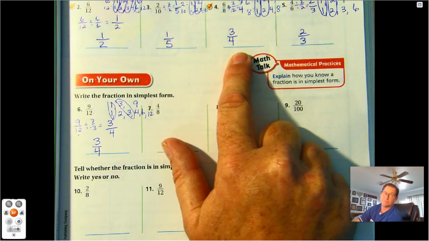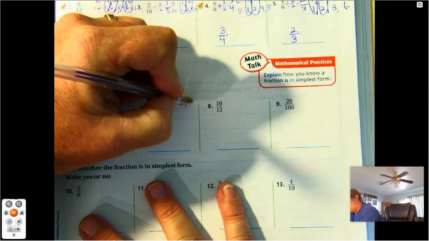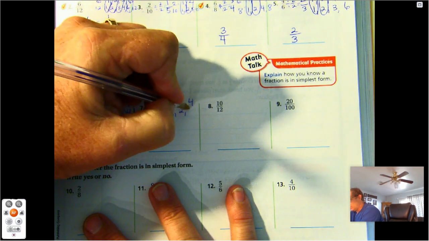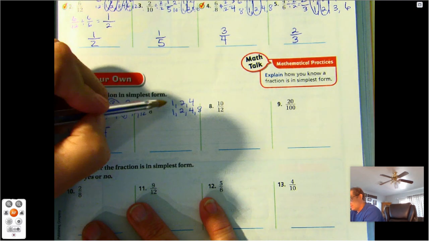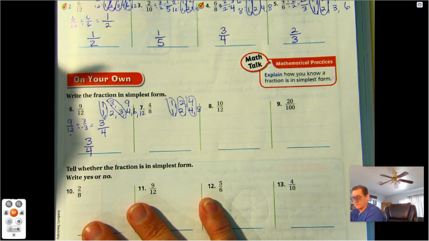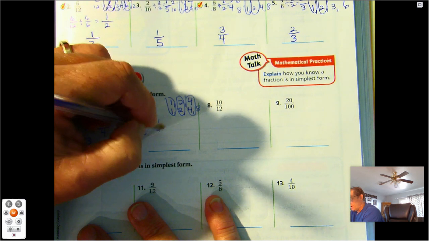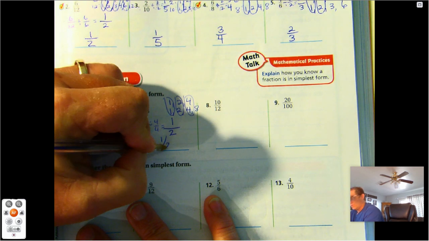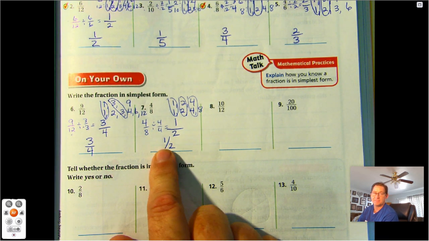4/8. Again, we know the factors of 4 are 1, 2, 4. The factors of 8 are 1, 2, 4, 8. 1's in common, 2's in common, 4's in common. So we're going to divide both of these by 4. 4 divided by 4 is 1. 8 divided by 4 is 2. 1/2 is in simplest form. The greatest common factor would be 1. So we can't break that up into any smaller parts.